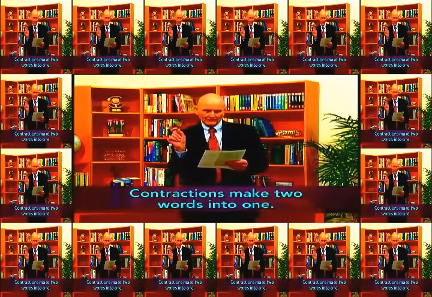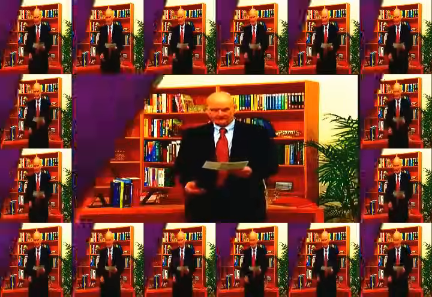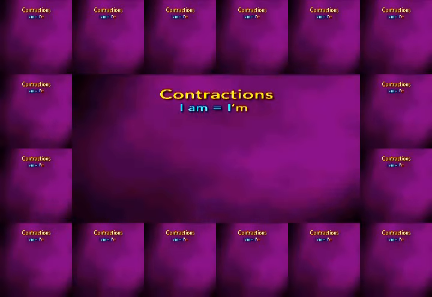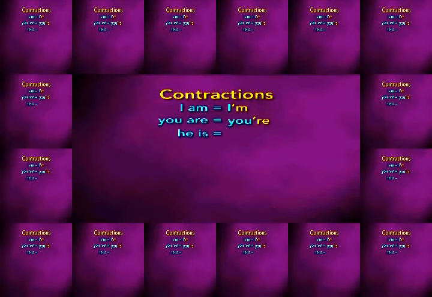Hello. In this lesson, we will study contractions with pronouns and the verb be. When we speak, we often use contractions. Contractions make 2 words into one. Let's look at some contractions. I am becomes I'm. You are becomes you're. He is becomes he's.